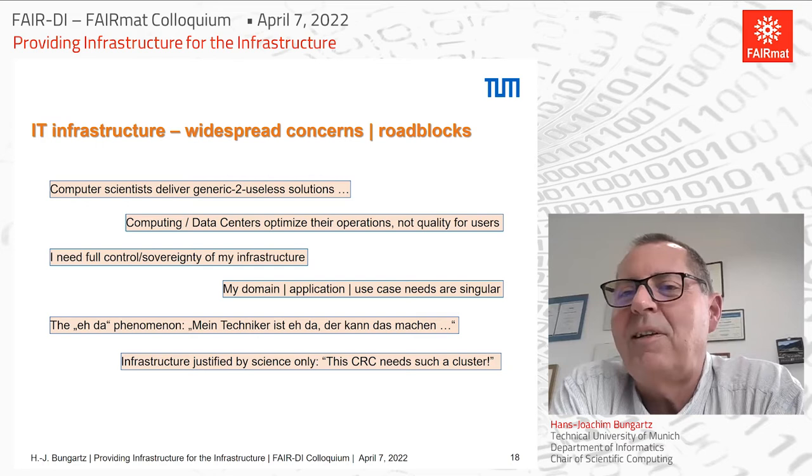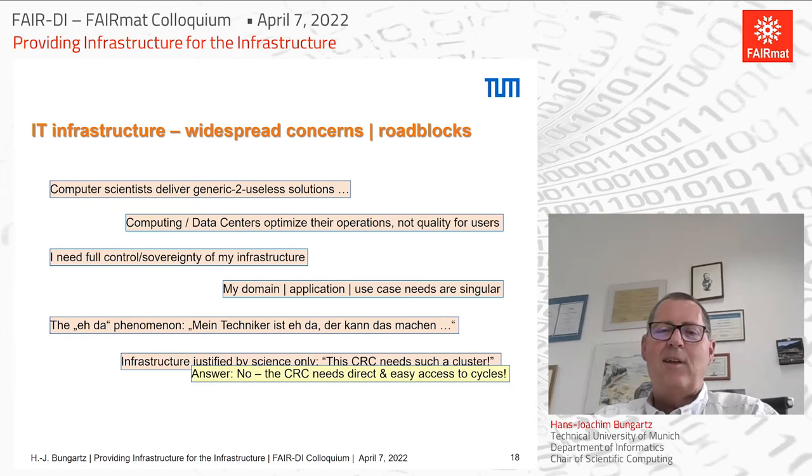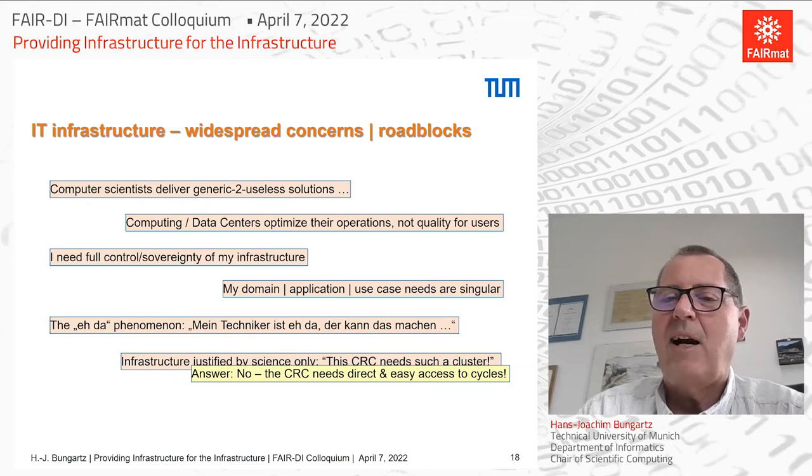And I mean, that's really ridiculous, because at the end of the day, individual researchers get a lot of money to place infrastructure just somewhere. And the proper answer at that point would have to be no. The CRC does not need a cluster. The CRC needs direct and easy access to cycles.